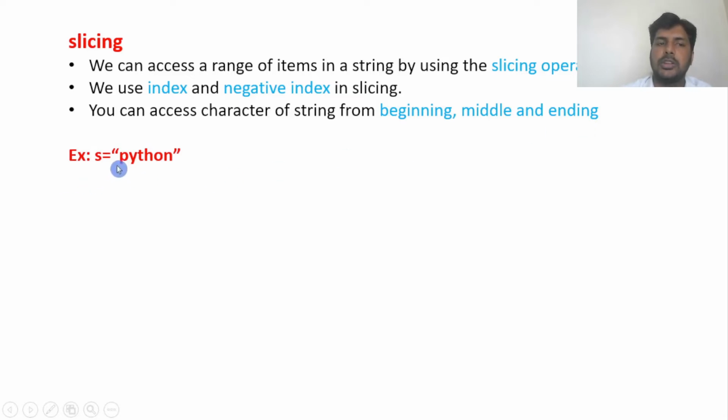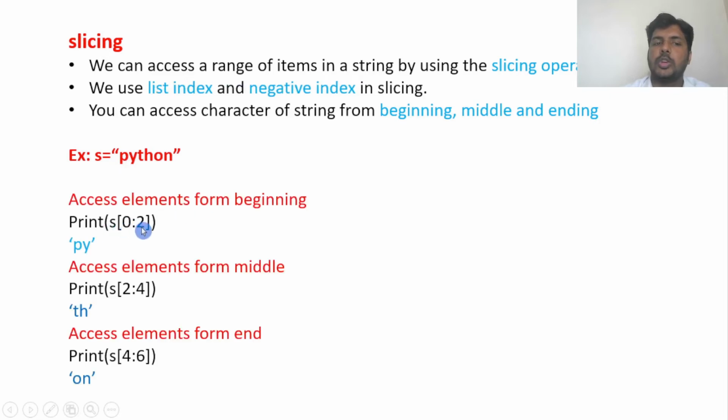For example, you can see here s is equal to python. P starts from 0, y is 1, t is in the second position, h in the third, o in the fourth, and n in the fifth, right? Suppose I want to print only py, how can I print? I will say s of 0 colon 2. 2 is the ending number, so it will end before 2. That means it starts from 0 and ends at 1. So if I say 0 colon 2, it will print py.